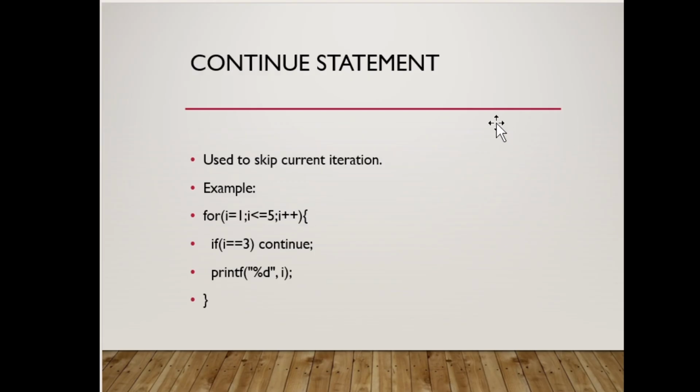Continue statement. The continue statement is slightly different from break. Instead of stopping the loop, it skips the current iteration and moves to the next one. For i equal to 1, i less than or equal to 5, i++, if i is equal to 3, continue; printf %d. Here, when i becomes 3, the continue statement skips that iteration, so the output will be 1, 2, 4, 5. The number 3 is skipped. Continue is useful when we want to ignore specific values but keep the loop running.